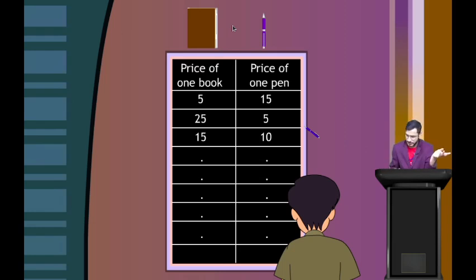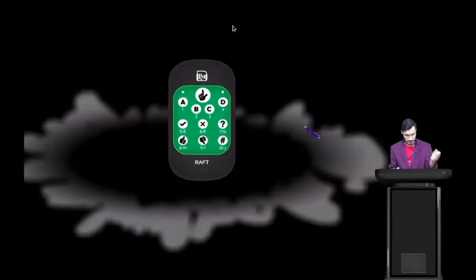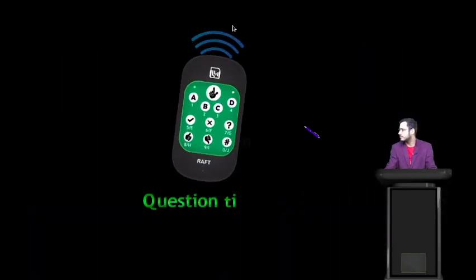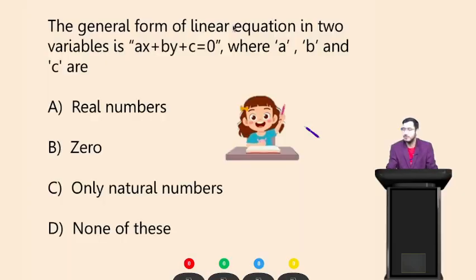Okay students, now it's question time. I have a question for you. The general form of a linear equation in two variables is ax plus by plus c is equal to 0, where a, b and c are... I am giving you 30 seconds. Which option is correct here? Option A, real numbers. Option B, 0. Option C, only natural numbers. And option D, none of these.